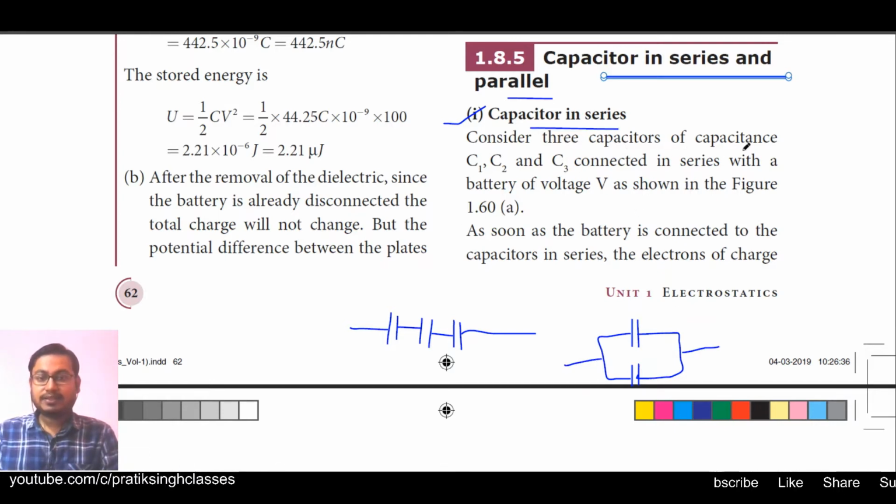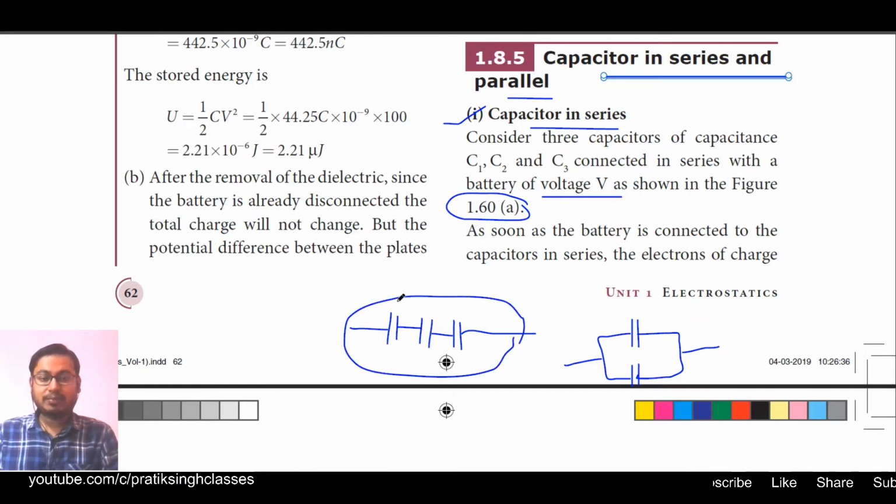Consider three capacitors of capacitance C1, C2 and C3 connected in series with a battery of voltage V as shown in figure 1.60a given below. We will see that. It is just like this one. You have capacitor C1, capacitor C2 and capacitor C3 and they are connected to a battery whose potential is V, or you can say that the potential difference between the terminals of the battery is V.